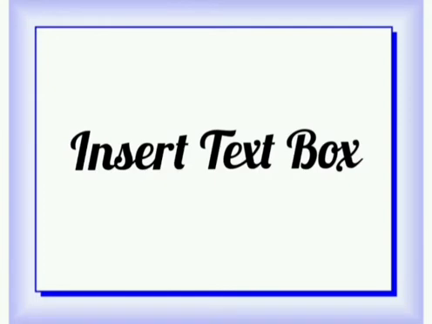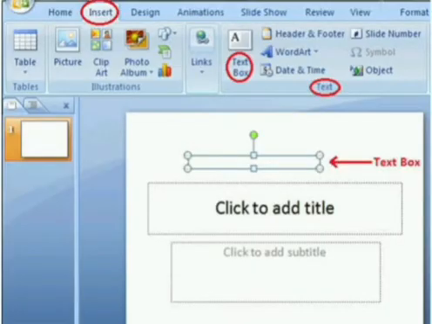Insert text box. What is the use of text box in PowerPoint? Text box is used to place text anywhere on the slide. Steps to insert a text box. First, click on text box in the text group on the Insert tab. Then, drag it into the working area. Now, the text box will be displayed. We can type text in the text box.